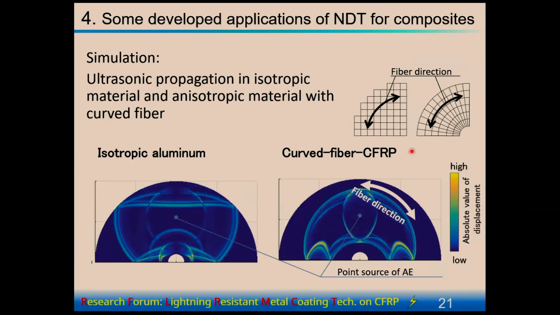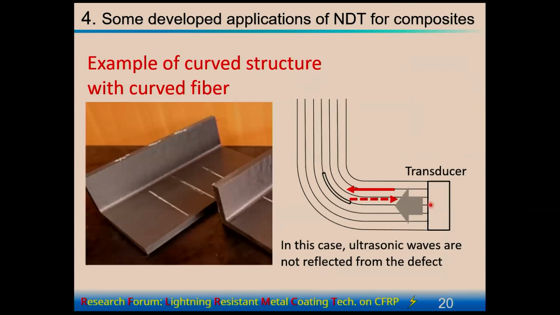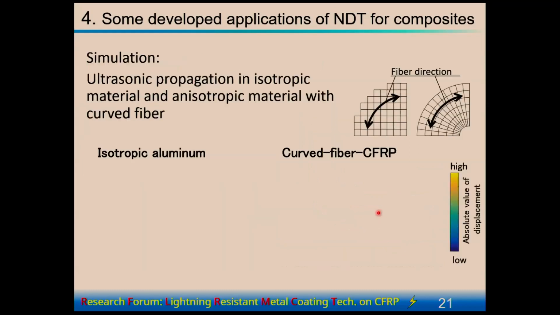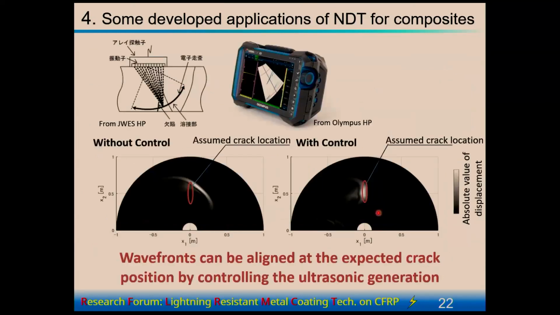So this is the reason: when we generate ultrasonic, it propagates along the carbon fibers, so no reflection comes back to the transducer. This is the reason. So we propose a method to detect damage in CFRP composite with curved fibers by using a phased array and controlling the ultrasonic propagation.